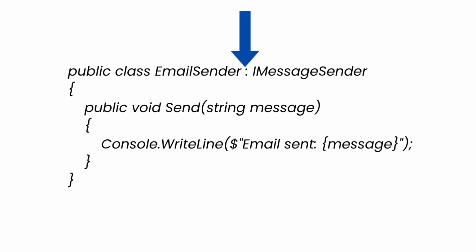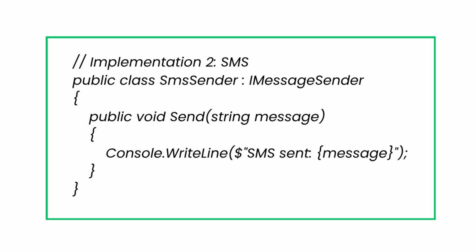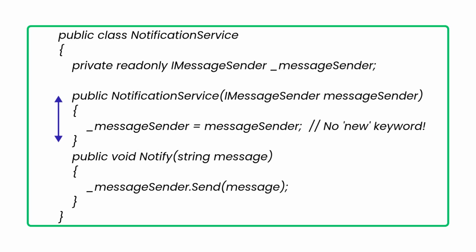And here's the magic, we can have multiple implementations of the same interface. SMS sender also implements IMessageSender. Same contract, different behavior. It sends SMS instead of email. Now, here's where dependency injection comes in. Look at notification service now. Notice something different. We're using the interface type, not a concrete class like email sender. This is key. Instead of creating the dependency inside with new, we receive it as a parameter from outside.